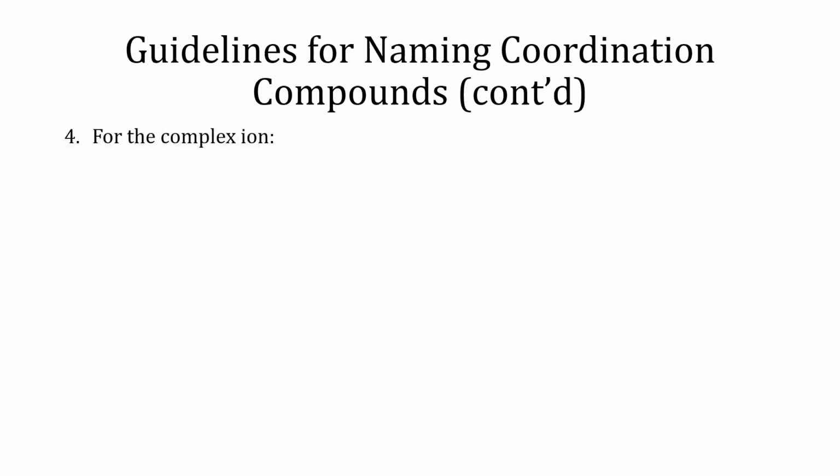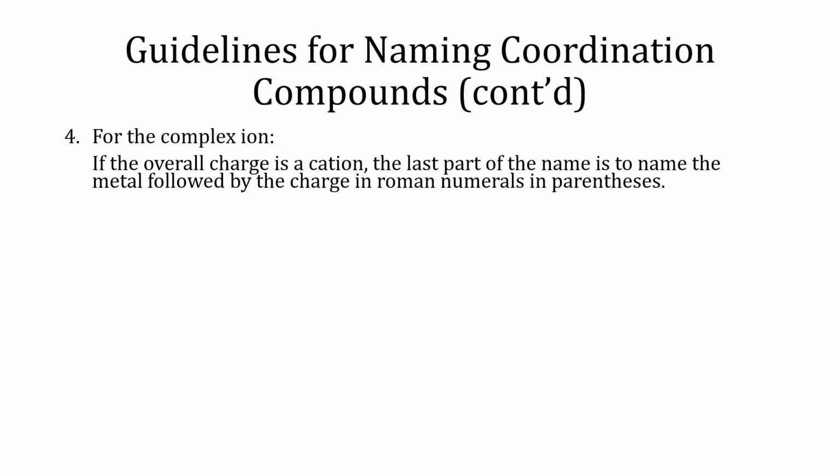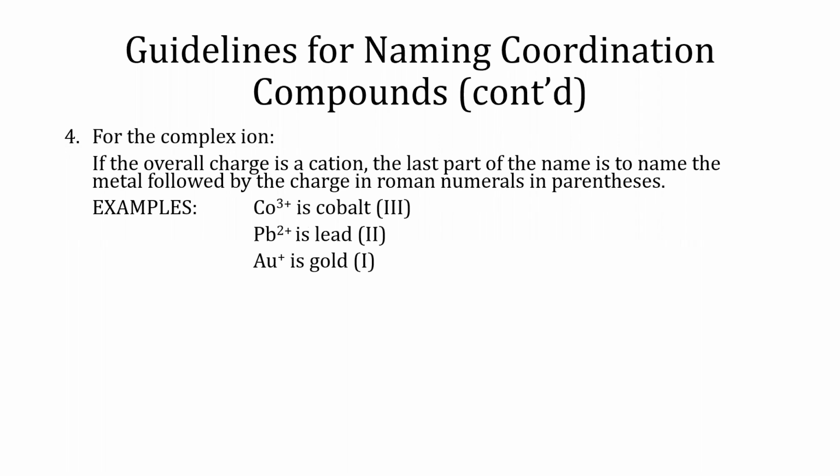4. For the complex ion, if the overall charge is a cation, the last part of the name is to name the metal followed by the charge in Roman numerals in parentheses. Examples include Co3+ is cobalt(III), Pb2+ is lead(II), Au+ is gold(I).